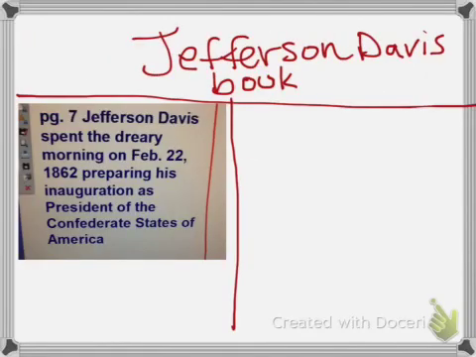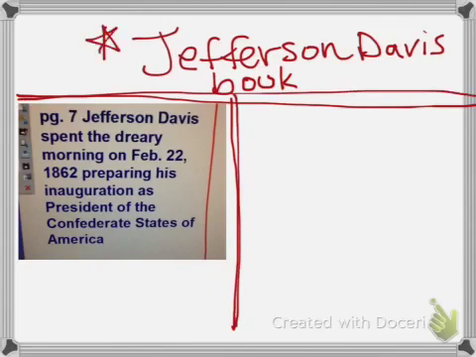So what they've been working on is a T-chart. We clearly see that they've made a T. At the top of the T, they put their resource, which the student used a Jefferson Davis book that was checked out of the school library. They documented what page they found the fact in, and the fact that they found was Jefferson Davis spent the dreary morning on February 22nd, 1862, preparing his inauguration as President of the Confederate States of America.